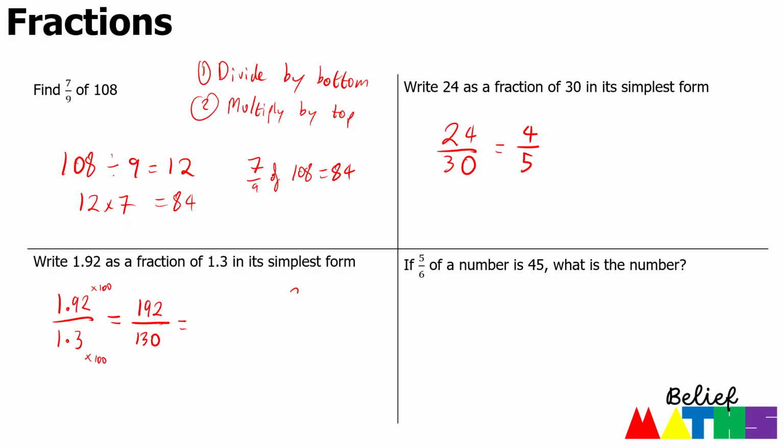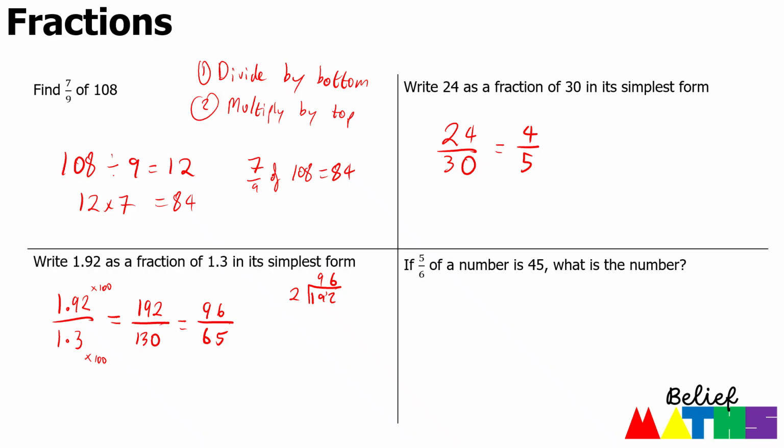Again, if you can't do that in your head, just do a quick little bus stop on the side. 192. 2 into 19 goes 9 times remainder 1. 2 into 12, 6 times. So that's 96. And then the same thing on the bottom, and you get 65. So you get 96 over 65, which is your fully simplified answer.